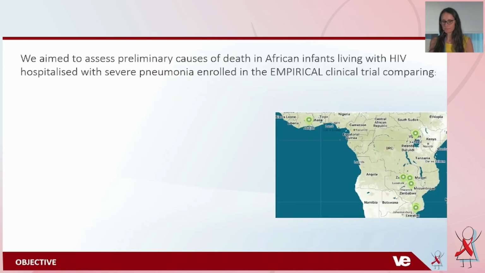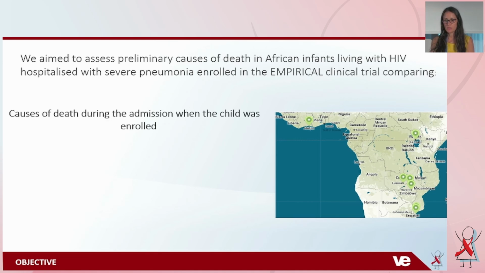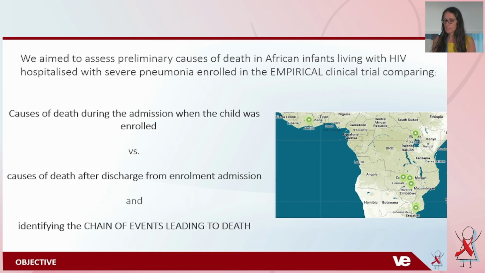In EMPIRICAL, which is a trial whose methods I will explain later, we are enrolling infants living with HIV hospitalized with severe pneumonia. In this sub-study, we are trying to assess preliminary causes of death in those children who died as part of this trial, comparing causes of death during the hospitalization where the child was enrolled versus the causes of death after discharge from that hospitalization, and trying to understand the chain of events leading to death. Not only one major cause of death, it's just the chain of events.